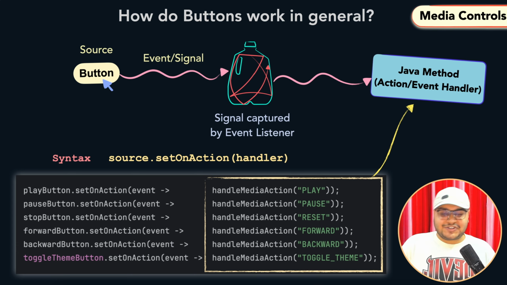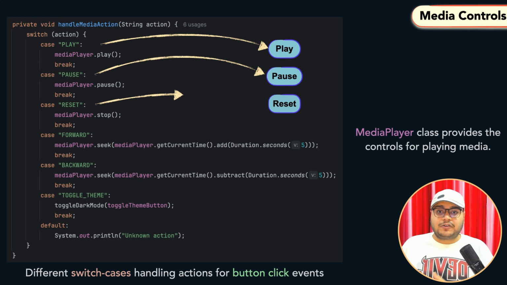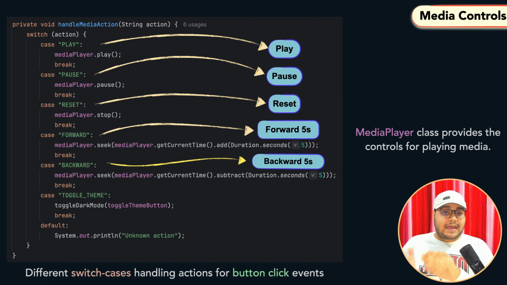Now, this is where the switch statement becomes the star of the show. The event handler is completely based on a switch statement. Each button corresponds to a distinct case in the switch statement. For example, case play starts the video. Case pause freezes the action. Case reset asks the media player to reset the video to the beginning. Case forward skips 5 seconds ahead, and case backward rewinds by 5 seconds. The switch statement is like the control tower of this particular program. It directs different commands to the right action. This approach significantly simplifies the logic and keeps your code very clean and organized.